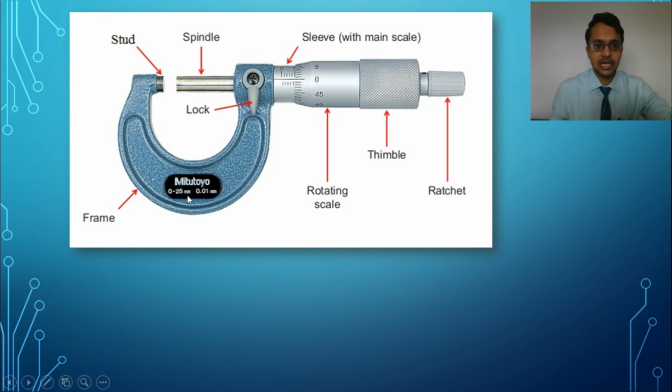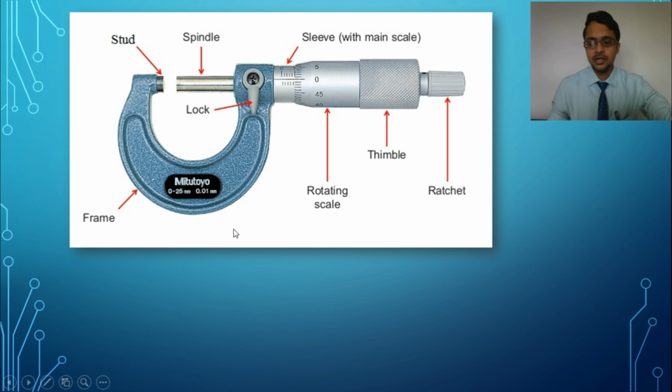This is 0 to 25 millimeter. That means maximum main scale reading we can get is up to 25 millimeter. And this is the least count, 0.01 millimeter. It is written here, but we will calculate. We will calculate; 0.01 millimeter is the least count of the screw gauge given here.